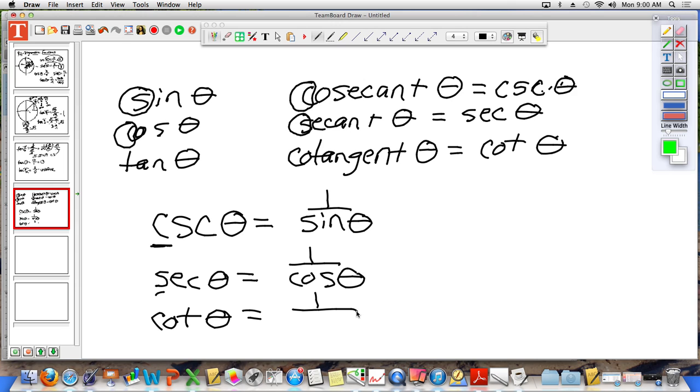Now, this is your job tonight. Your job tonight is to make sure that the tangent row of your table is filled in.